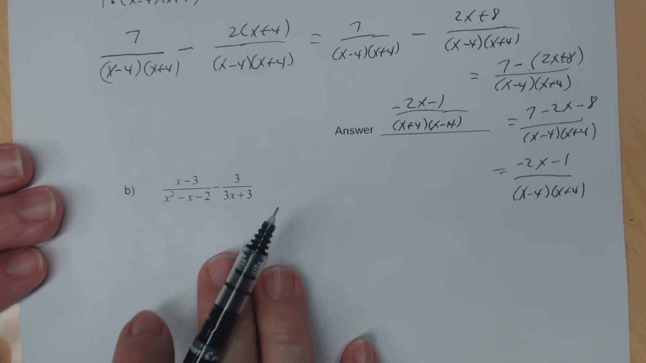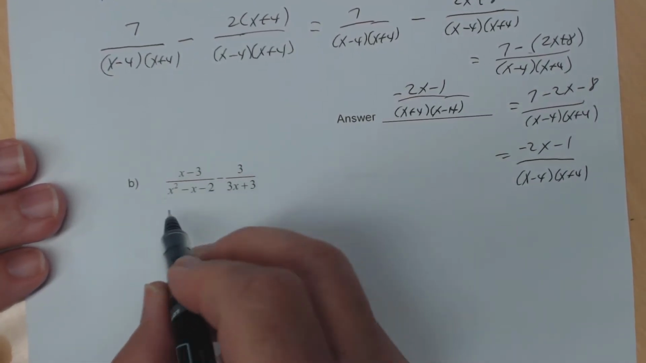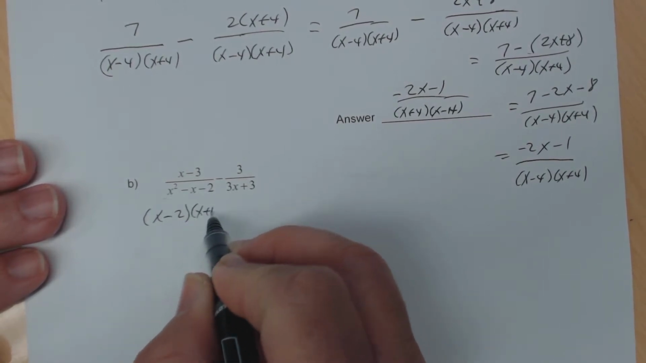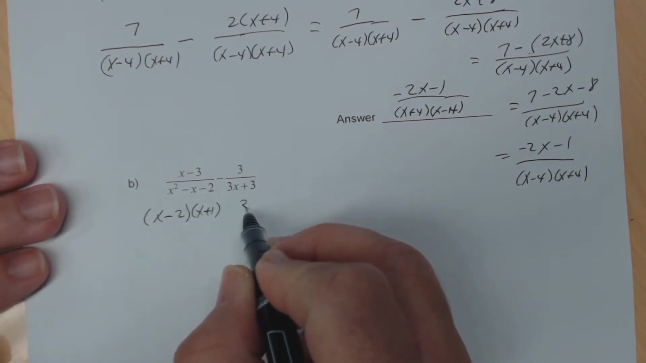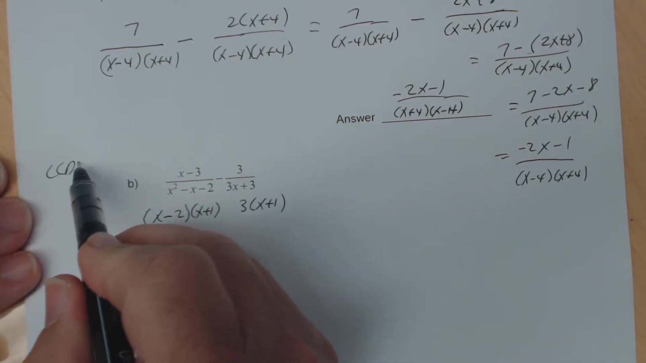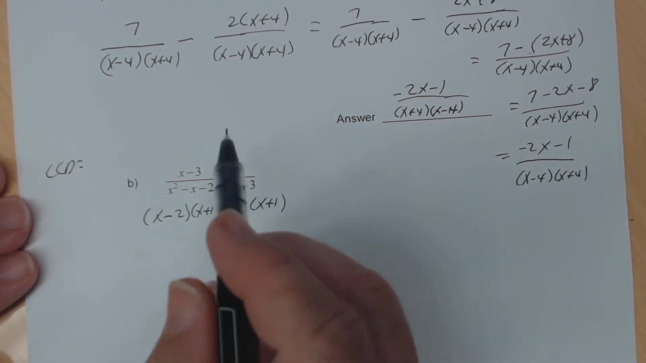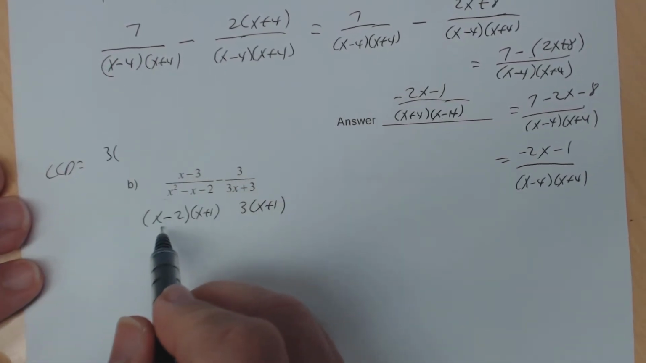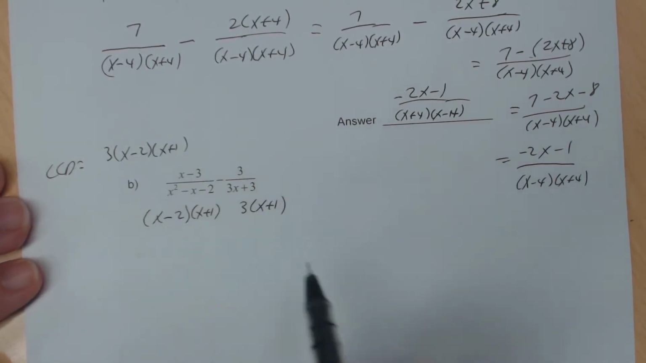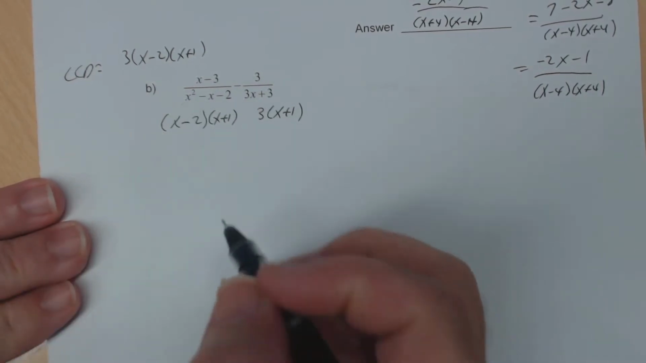Okay, now the next one. All right, so factor the denominators. I get, let's see, that'll be x minus 2, x plus 1. Over here, when you factor out a 3, that's 3 times x plus 1. So the LCD here for this one will be the monomial factor 3 times x minus 2, x plus 1. So that's your LCD. So I'm going to write two fractions with that denominator.